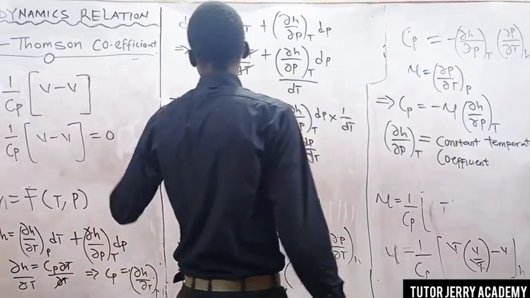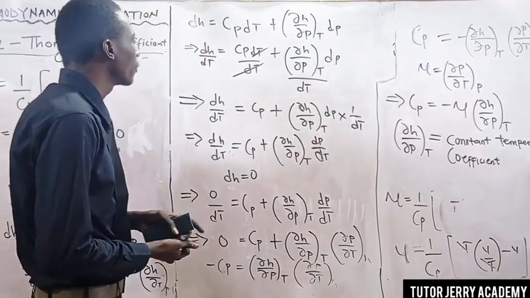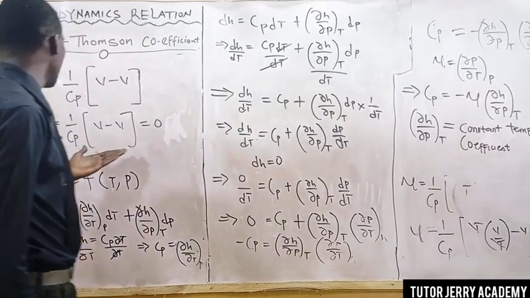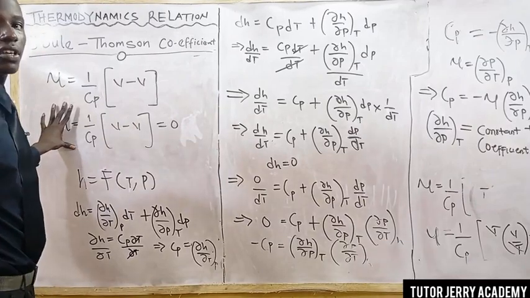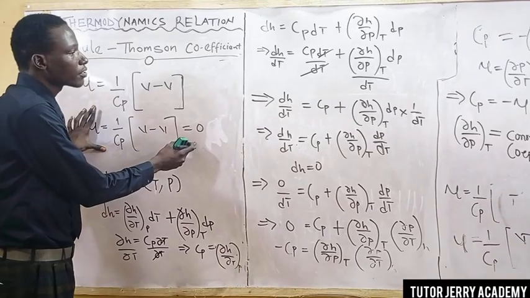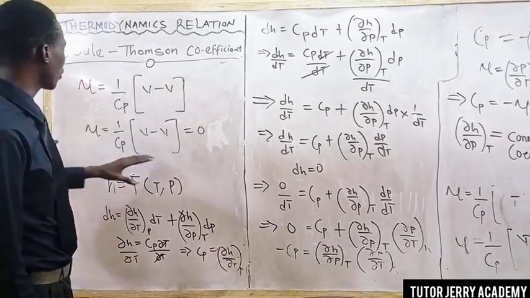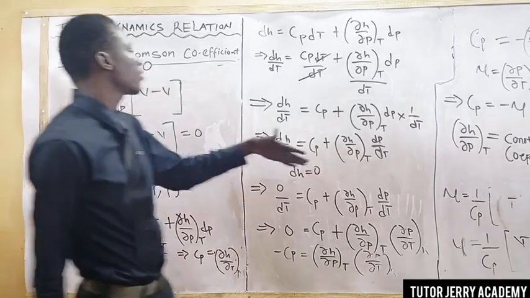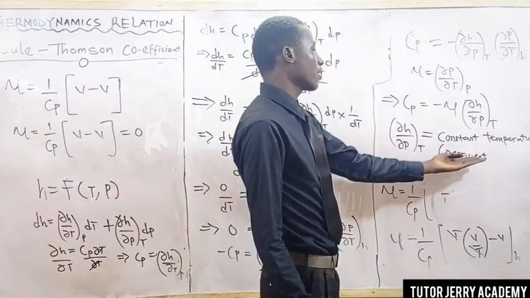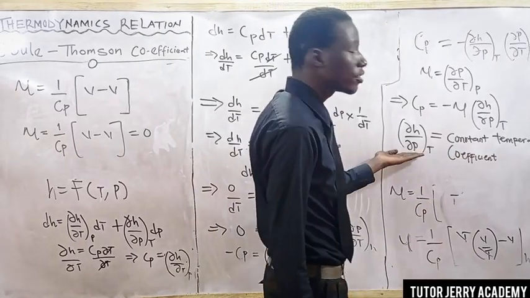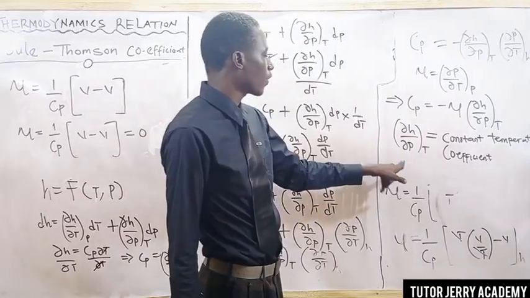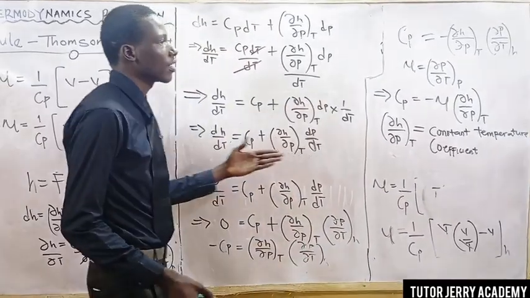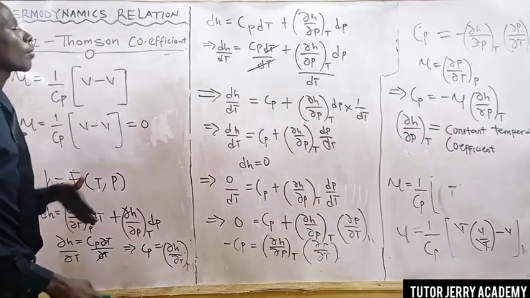So from the Joule-Thomson coefficient, we have been able to derive an equation for an ideal gas, whereby we saw that for an ideal gas, there is no change in temperature. From the Joule-Thomson coefficient, we have also been able to derive the constant temperature coefficient, which is nothing but the partial derivative of H over the partial derivative of P, keeping T constant. So these are the relations that can be derived from the Joule-Thomson coefficient.